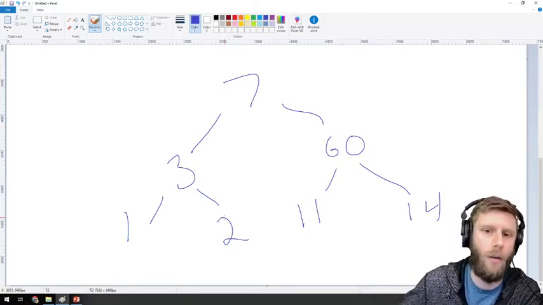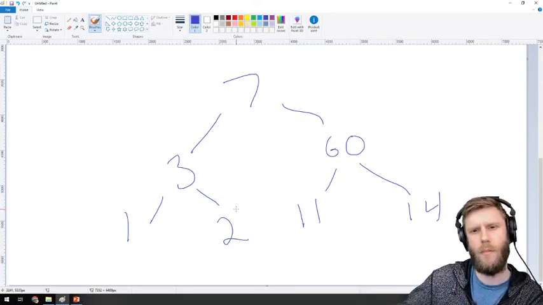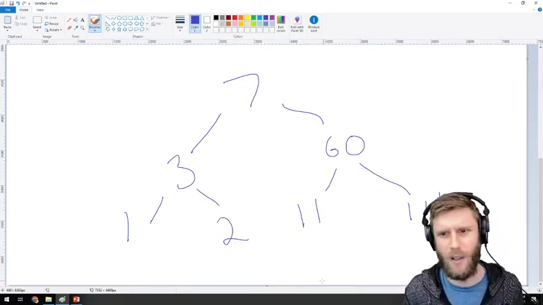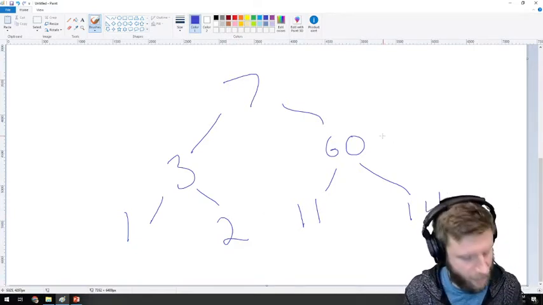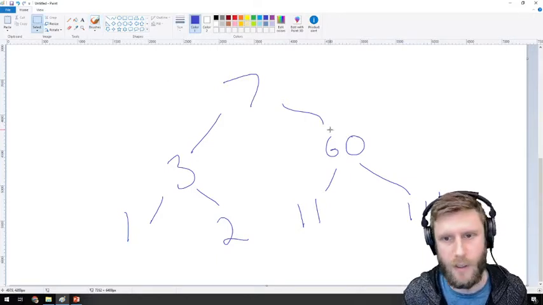So this is a... What the heck? Min heap? What am I doing here? It's because I was getting binary trees confused. Let's make this.